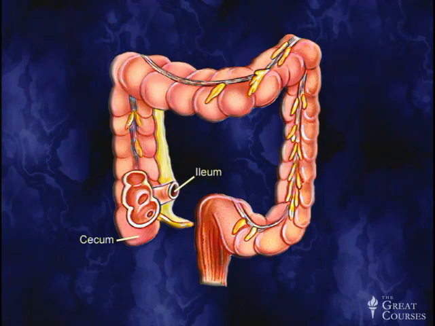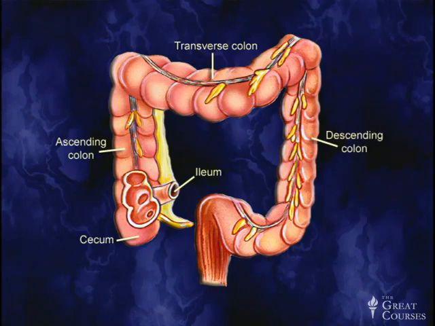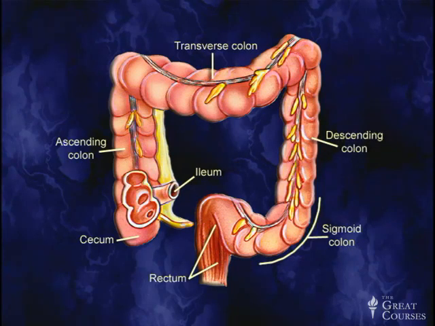And we have 4 portions of the colon. The cecum is the first structure, but it's part of the ascending colon. Very simple. Transverse colon, descending colon, and then sigmoid, which means shaped like a sigma or an S, colon. And finally, that empties into the rectum. Now, there are some other structures here that are of interest.